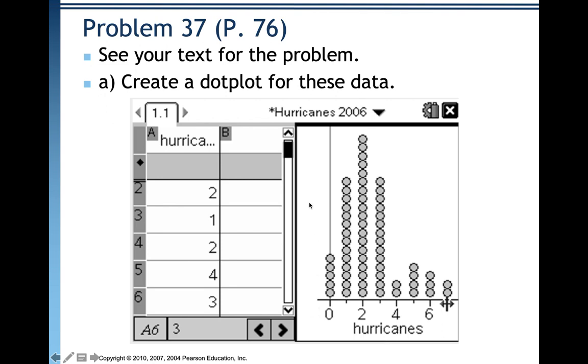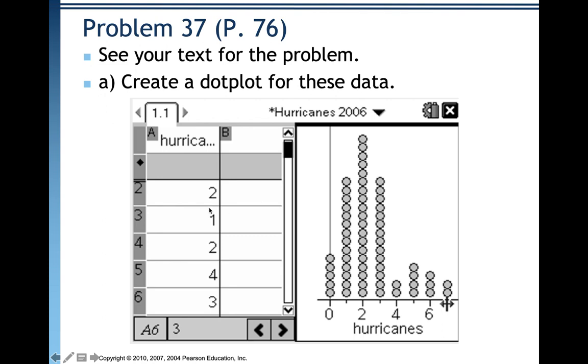For the dot plots, sometimes it's not going to give you the label of count on the vertical axis, but it's going to give you a nice picture. Whenever you transcribe this to your paper, you will want to put count on the side. So here we've got the number of hurricanes. I enter the data set into my list. Now, in this case, I just went ahead and said to graph it.